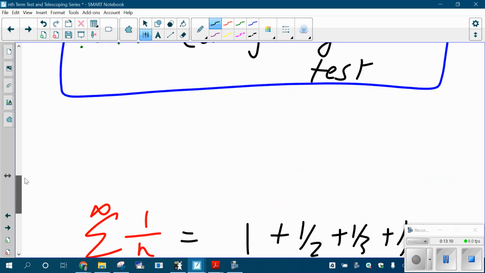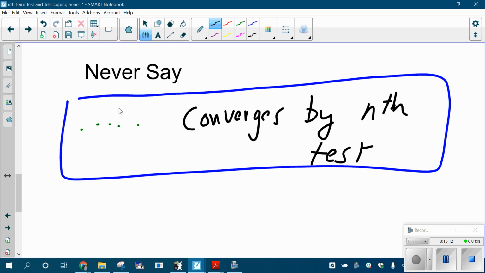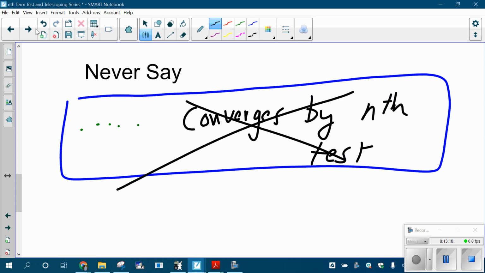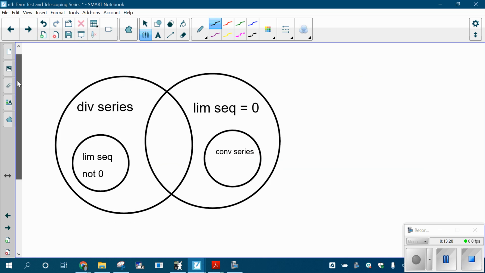Never say this. Never, ever, ever. Cool. Here's a little Venn diagram I made. It might be more confusing than it needs to be, but I liked it. If you don't want to use it, you don't have to.